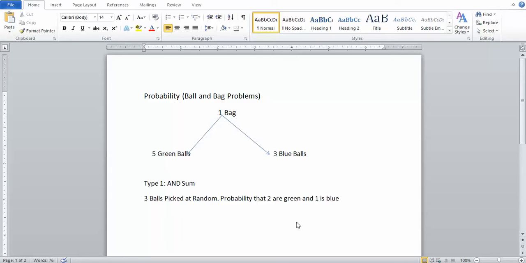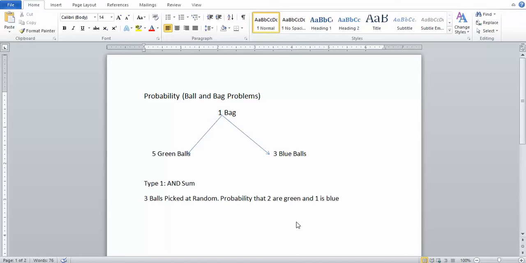Hi everyone, today in this video we will see probability problems on ball and bag. In one bag we have 5 green balls and 3 blue balls. With one example I am going to demonstrate 7 different types of probabilities, ball and bag problems.